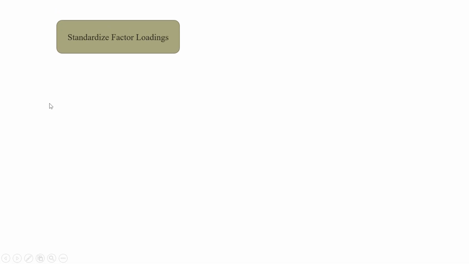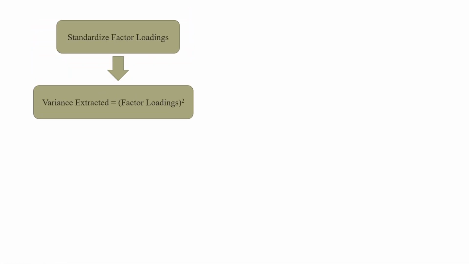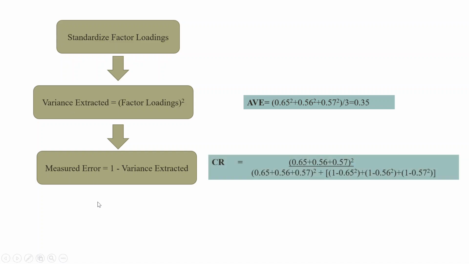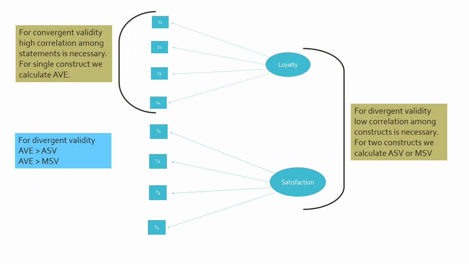So the standardized factor loadings, if I take the square of it, I'll get variance extracted. So that measure is used for average variance extracted. If I take the difference, 1 minus variance extracted, it will give me the measurement error that is used for composite reliability.